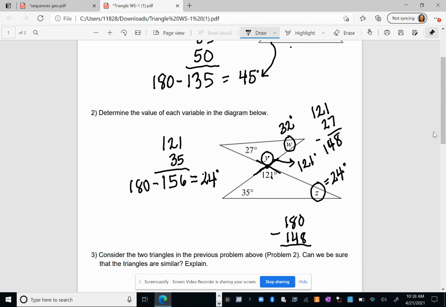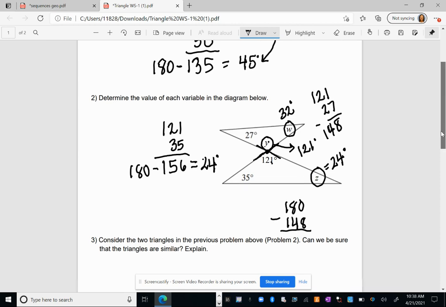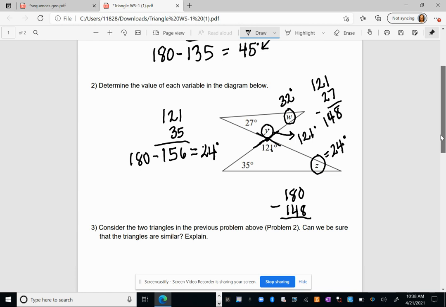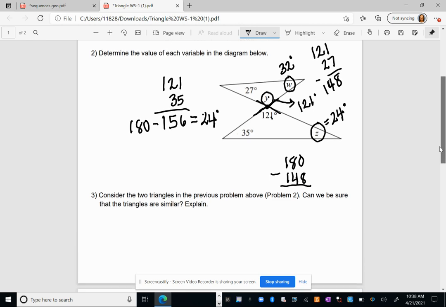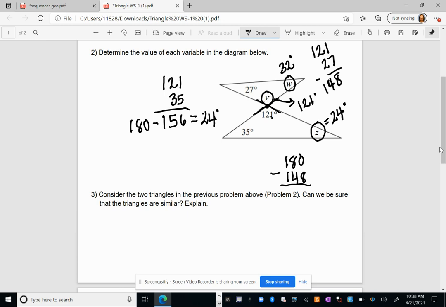All right, number 3. Consider the two triangles in the previous problem. Can we be sure that they are similar? Explain. Well, in Unit 3, we learned in order for two triangles to be similar, at minimum, we have to have two angles that are congruent. Because once two angles are congruent, the third angle has to be. So if we look up here, do these triangles have at least two angles congruent? No, they only have one. These triangles are not similar.